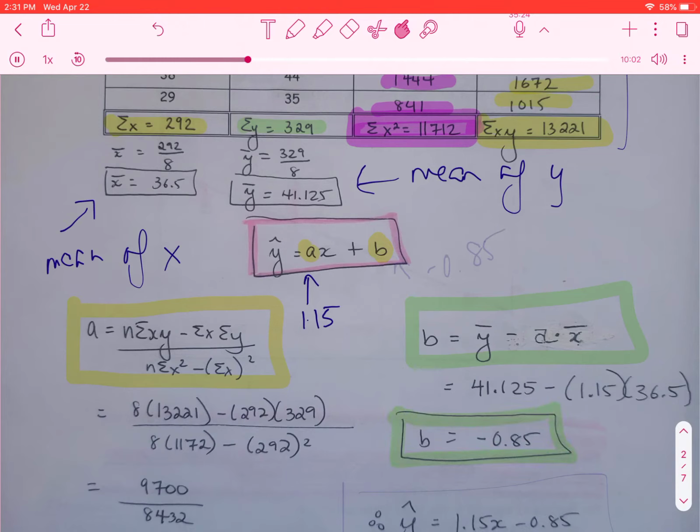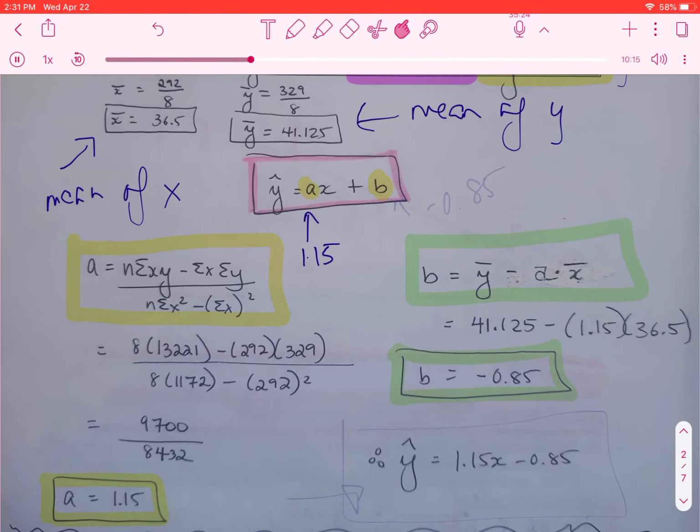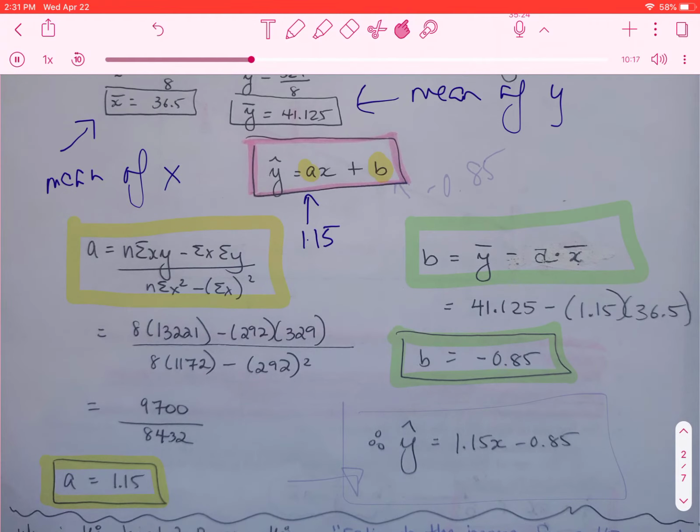Try it on your own as well. So play around with your calculator to make sure that you actually get these values, just because we're number crunching so much. You've got to make sure that you're able to input into a calculator and know how it works out for you. So together, if B is now equal to negative 0.85, the equation of this line that we have will be y hat is equal to 1.15x minus 0.85.